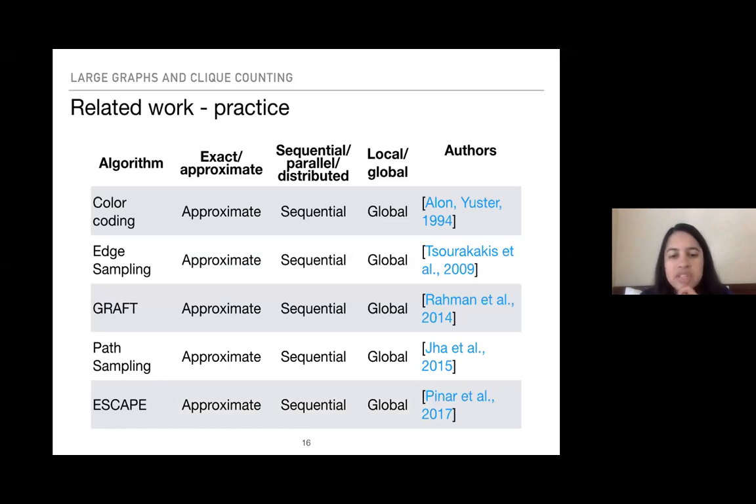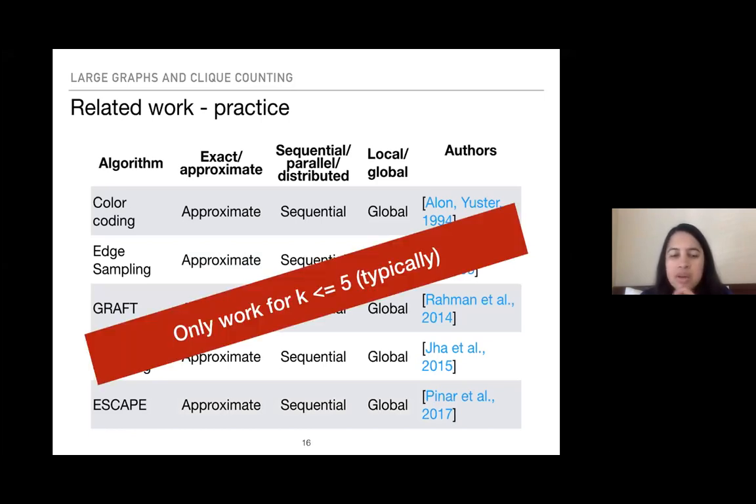The problem with all of these is that they work well only up to k equals 5, typically. So of course, this depends on the kind of graph you're dealing with. But the kind of graphs that we are looking at, which is million node graphs, real world graphs, these typically work up to k equals 5.